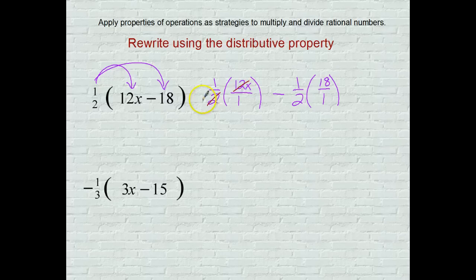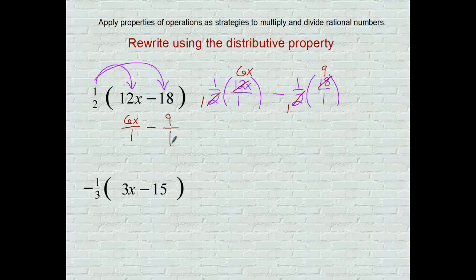Cancel, cancel. 2 goes into here 1, 2 goes into here 6x times. So we're going to end up with 1 times 6x in the top, and in the bottom 1 multiplied by 1 minus, what are we going to get here? Cancel, cancel, 1 and 9. So minus 1 times 9 in the top and 1 times 1 in the denominator.